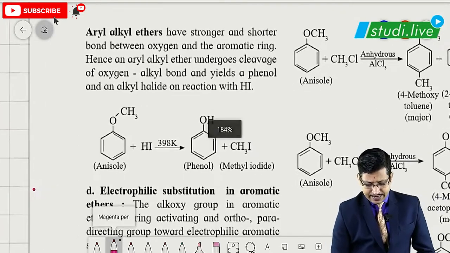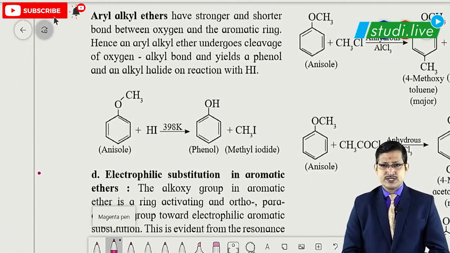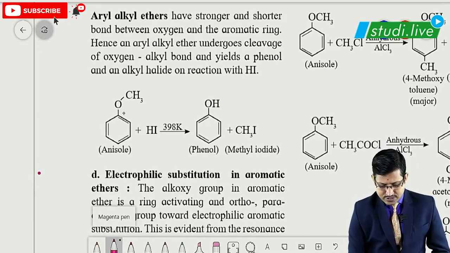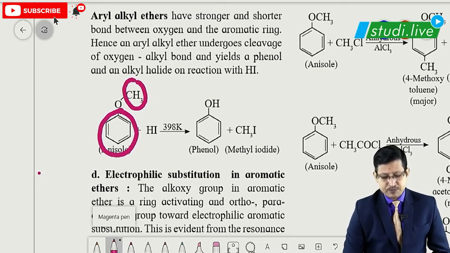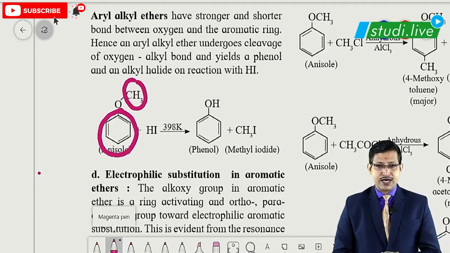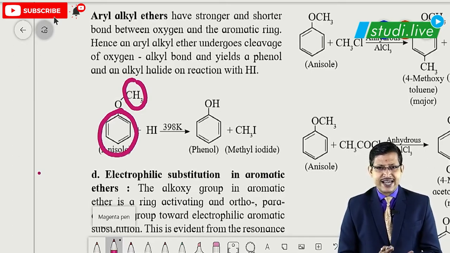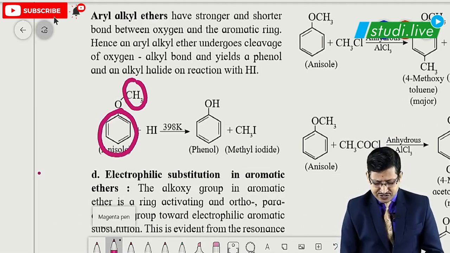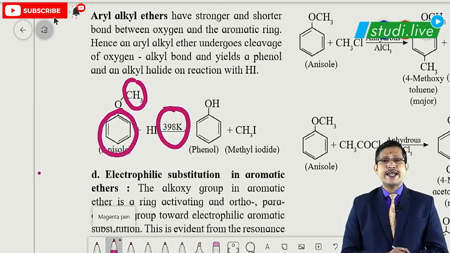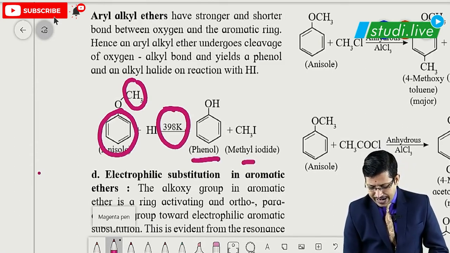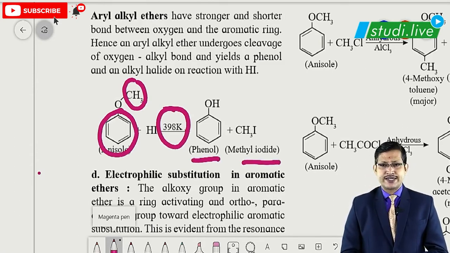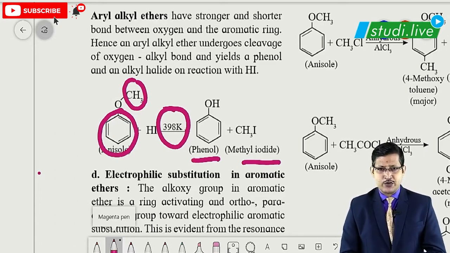Now what is an alkyl aryl ether? Let's try to understand this first. This is a benzene ring and this is a methyl group, and in between you have oxygen. That is an alkyl aryl ether. They have strong, shorter bonds, and when they have strong shorter bonds, the reaction is not that easily possible. When it reacts with HI at a higher temperature, about 398 Kelvin, it gives you phenol and methyl iodide. So this is the reaction where phenol and methyl iodide get formed.